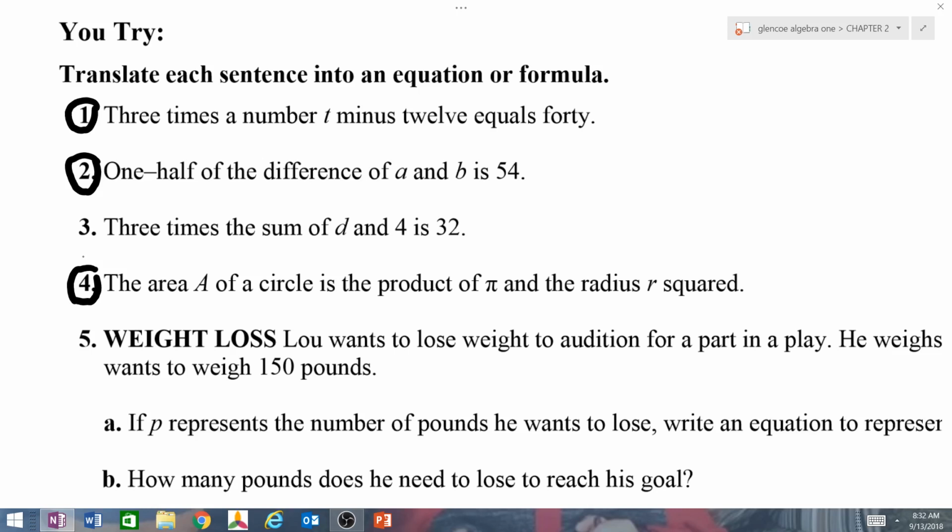Remember, equals to is the same as or is all get replaced with an equal sign. When translating a verbal expression or a verbal equation or formula into an algebraic, read it and translate it left to right. Left to right.